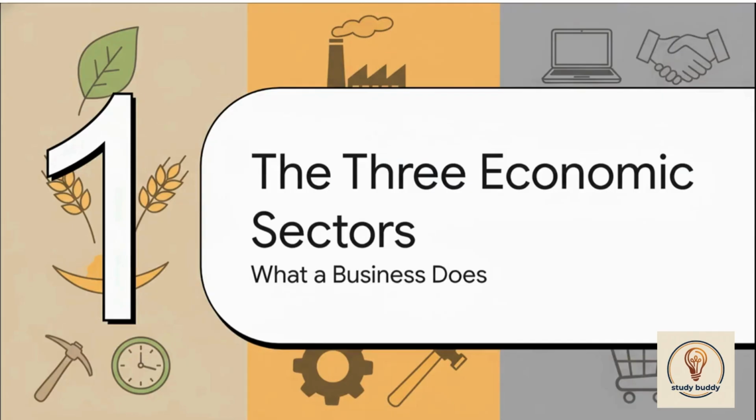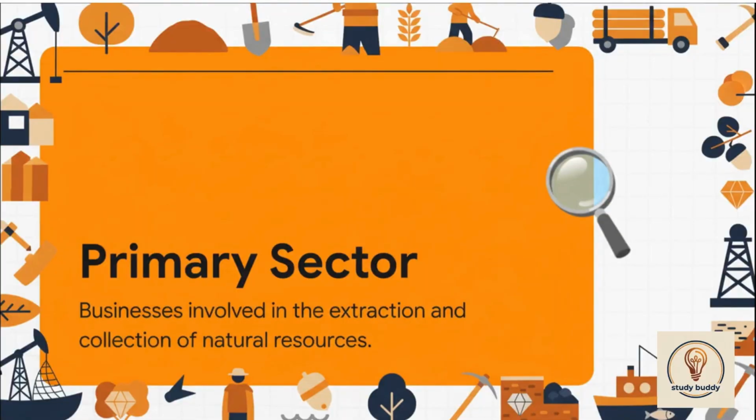Okay, so this first method is all about figuring out a business's role in the whole production chain. We basically split every single business into one of three groups, or economic sectors: the primary, the secondary, and the tertiary. First up, we have the primary sector. This is the very beginning of everything. These are the businesses that literally take raw materials straight from the earth. So think of anything that involves harvesting, mining, or collecting what nature gives us.